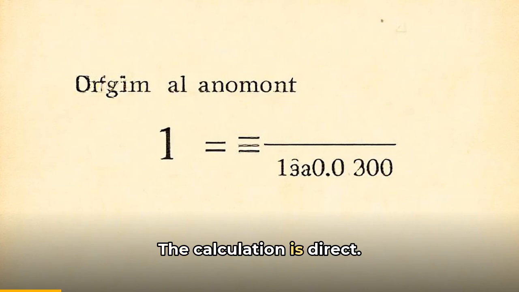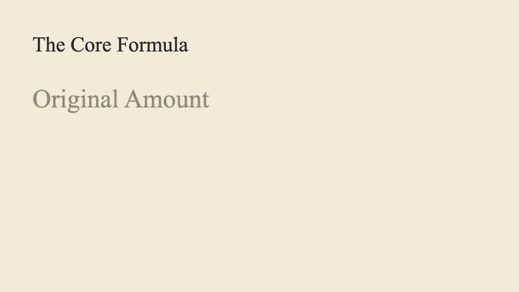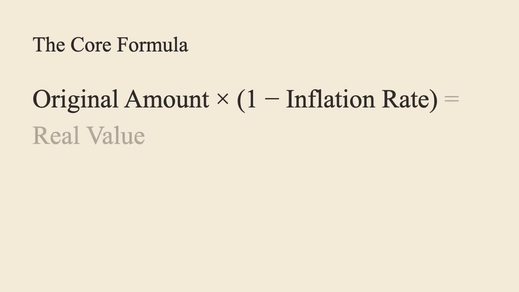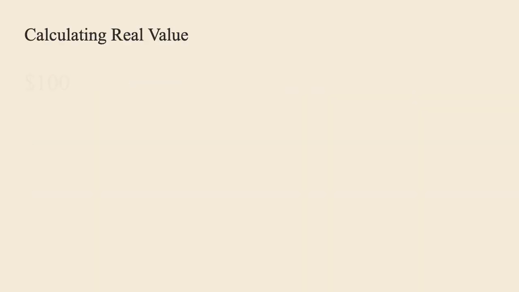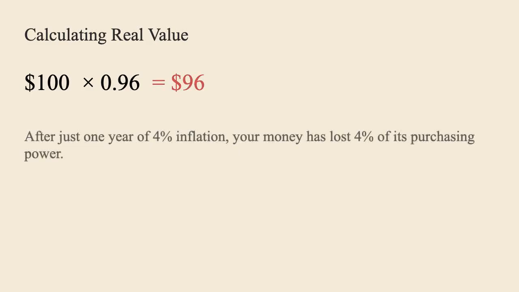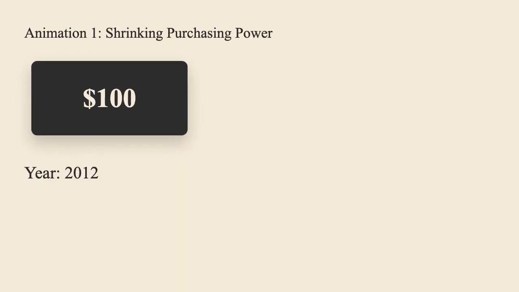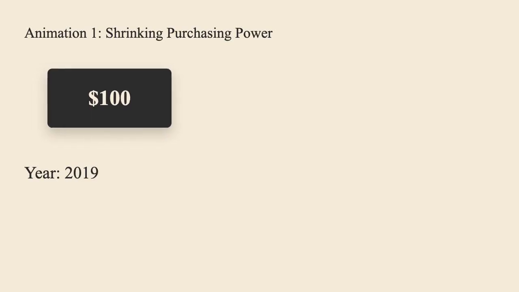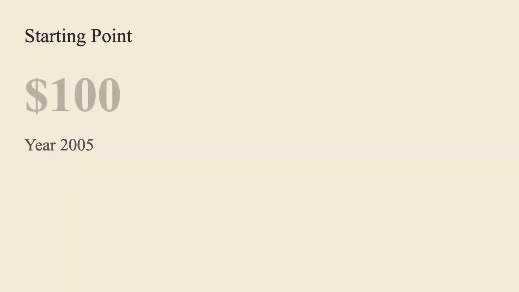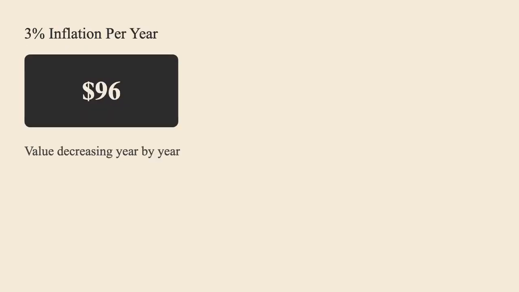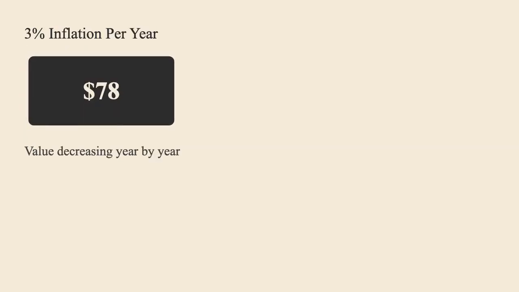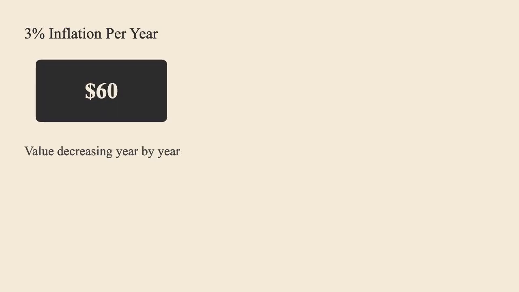The calculation is direct. You take the original amount and multiply it by 1 minus the inflation rate. In this case, 100 multiplied by 0.96 gives the real value after 1 year of 4% inflation. The first animation shows a single amount of money losing purchasing power across 2 decades. Begin with $100 held in the year 2005. At a steady inflation rate of 3% per year, the real value declines each year.